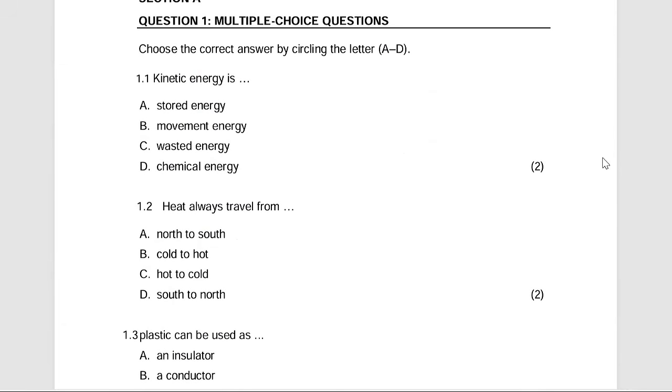Number one reads, kinetic energy is, more of us defining what kinetic energy is. Kinetic energy is defined as the energy an object possesses due to its motion or movement. So let's look at the answers there. Stored energy is incorrect. Then movement energy, this is what we refer to as kinetic energy. So our correct answer is B. Wasted and chemical energy are also incorrect.